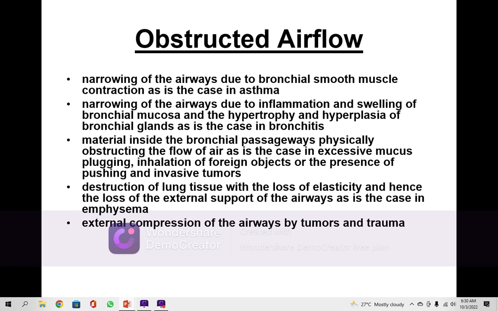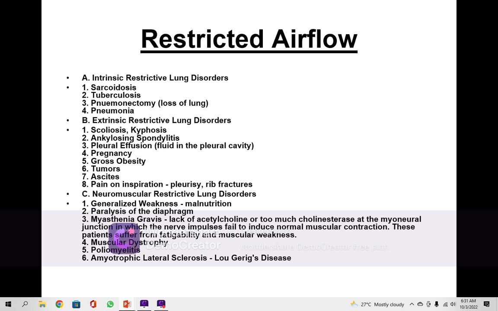In obstructive airway flow, there are a lot of conditions in which the obstruction occurs. I don't want to mention all of them: bronchial asthma, extrinsic allergic alveolitis in initial stages, pulmonary eosinophilia and other autoimmune diseases, chronic bronchitis and emphysema. These are the obstructed airflow patterns which you will see in pulmonary function tests.